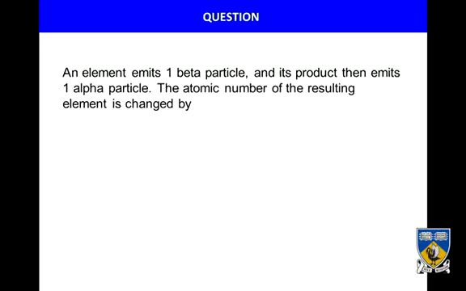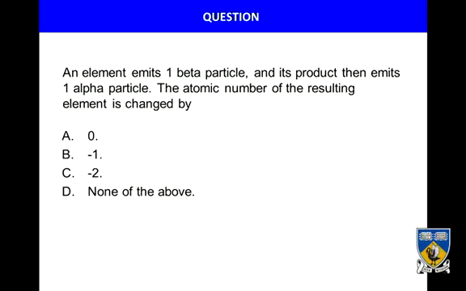Now, here's a little bit more difficult. You have to do a little bit of simple mathematics for this. An element emits a beta particle, that's an electron, negative charge. And its product then emits an alpha particle, which has 2 positive charges. What's the atomic number of the resulting nucleus? Okay? And you have the usual 4 choices: there's no change, -1, or -2, or none of the above. Anyone like to hazard a go at that?